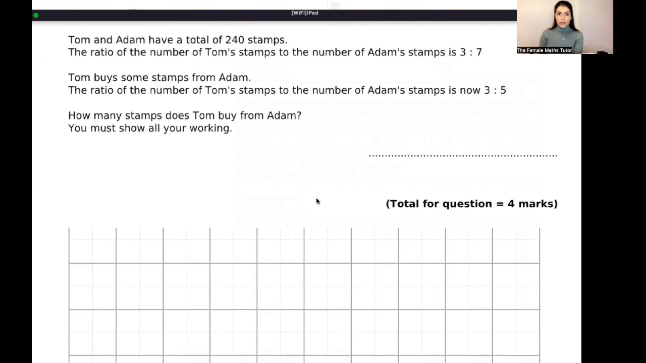The questions I've done so far come up in foundation and higher. The ones that I'm going to do towards the end will just be in higher.